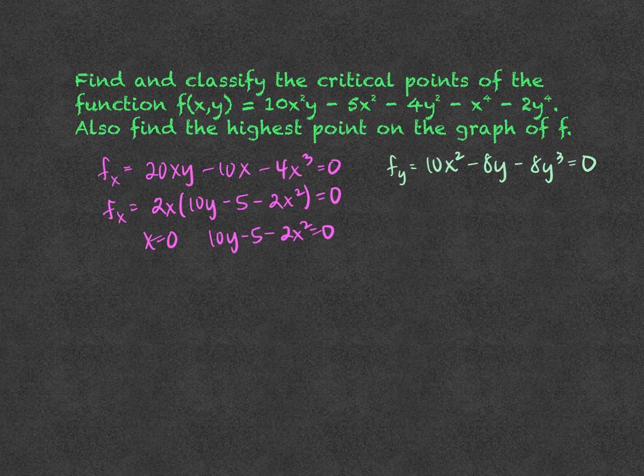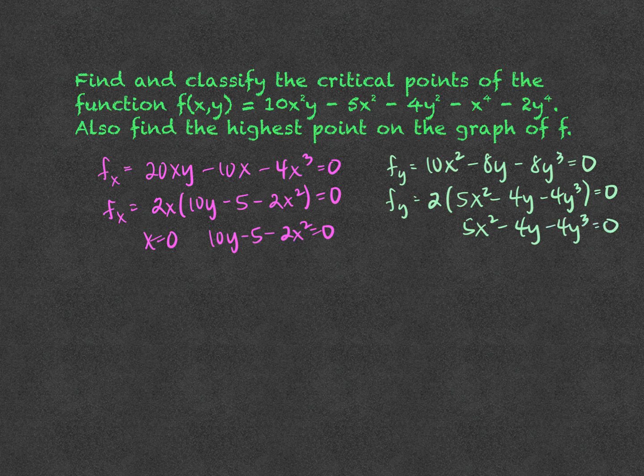So if we set this equal to 0, the only thing we can factor out here is a 2. There's not even a matching variable all the way across. So we have 5x squared minus 4y to the third equals 0. Now let's start with this x equals 0, and let's plug that into that equation. So we end up with 0 minus 4y to the third equals 0. So I'm going to factor out a negative 4y and have 1 plus y squared equals 0.